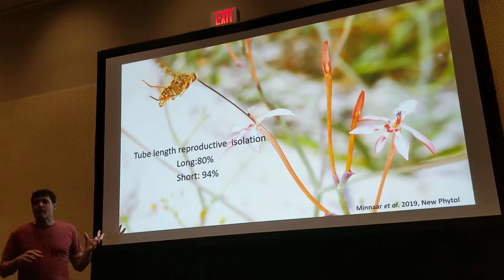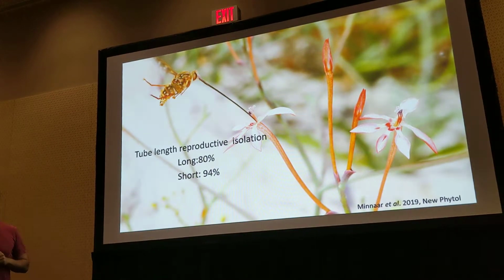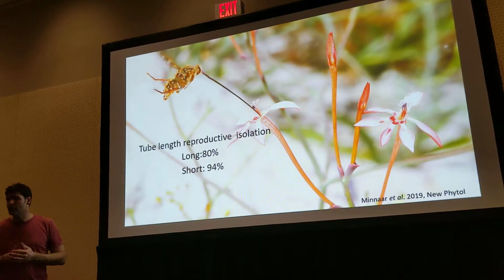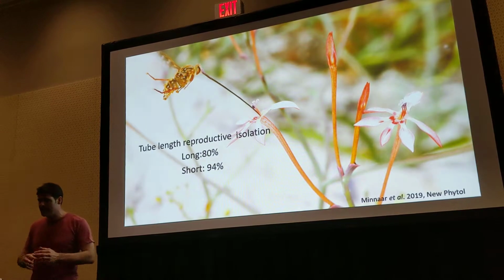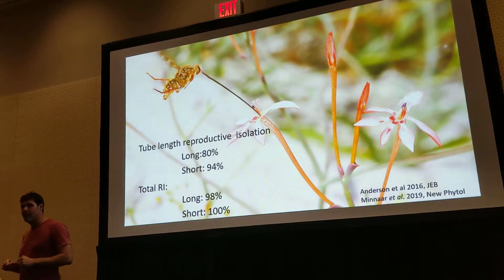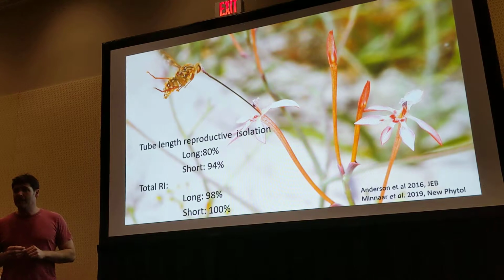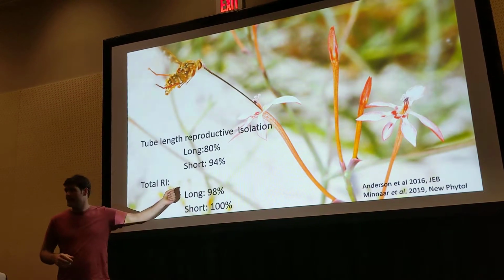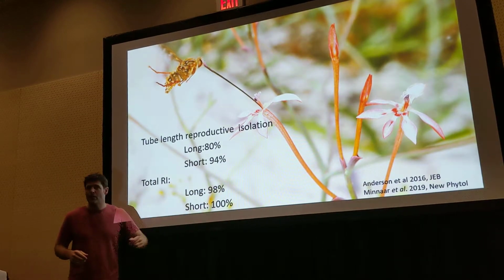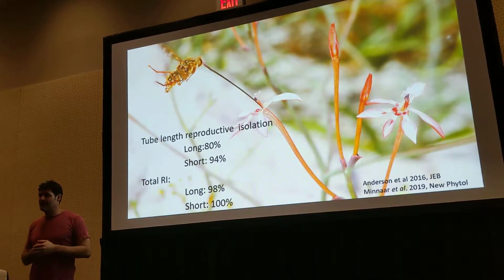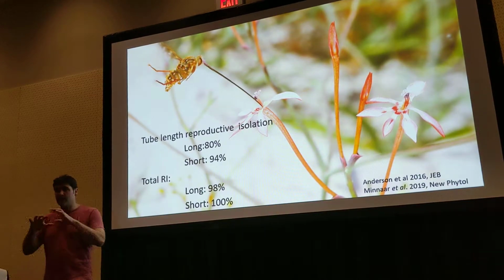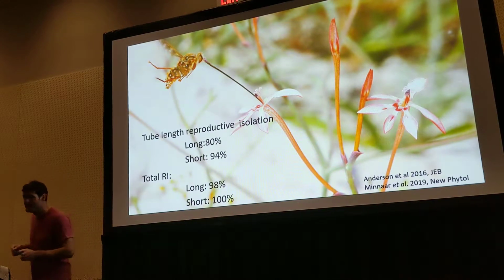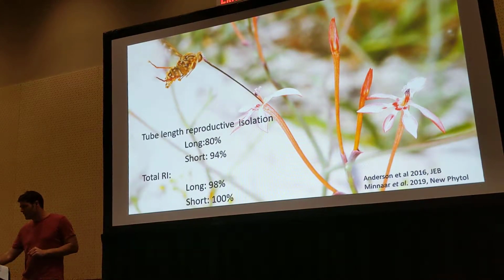To sum this up, if you just look at tube length as a reproductive isolation barrier, long tubes are about 80% isolated, short tubes about 94% isolated. If I add in other reproductive barriers that we found in this study with Spencer Barrett, the reproductive isolation becomes much more intense. Long tube flowers are about 98% isolated. Short tube flowers are about 100% isolated. So that probably explains why this bimodality has persisted for at least 15 years. We don't know what's going to happen in future, but it's persisted for this long.